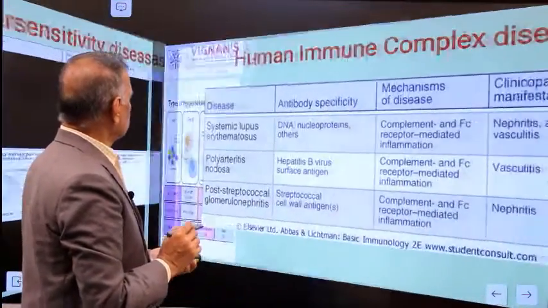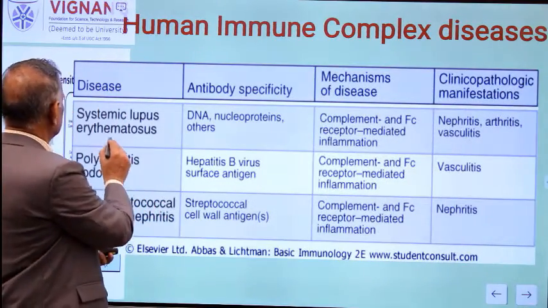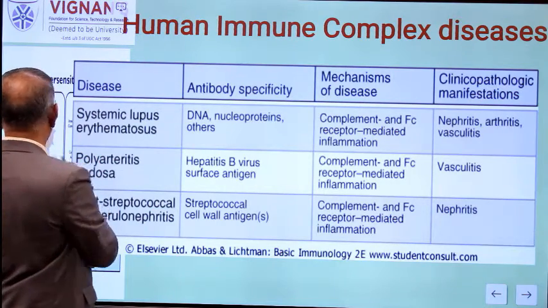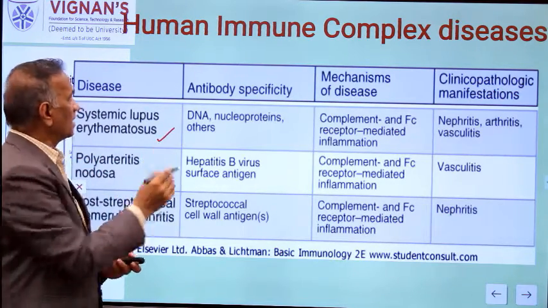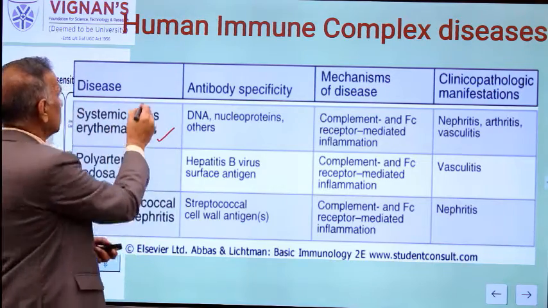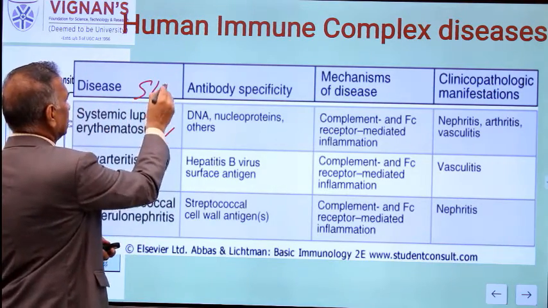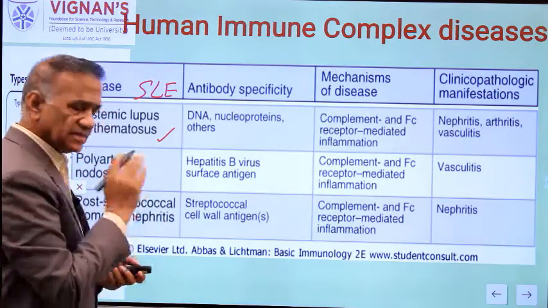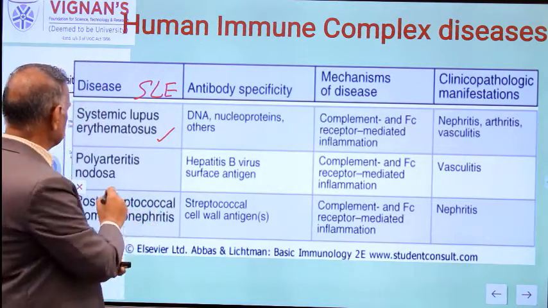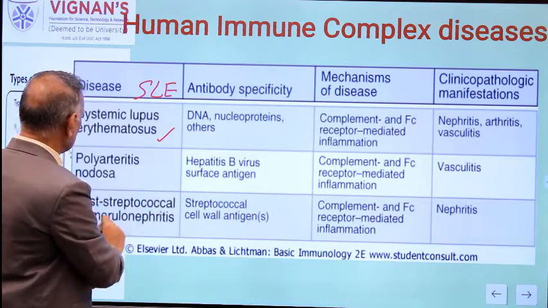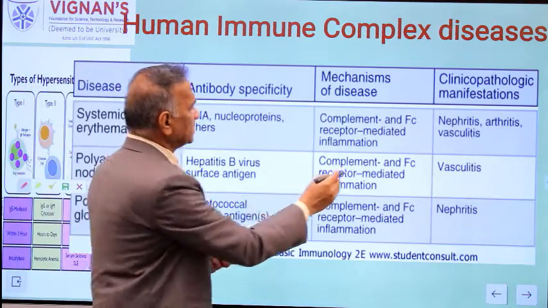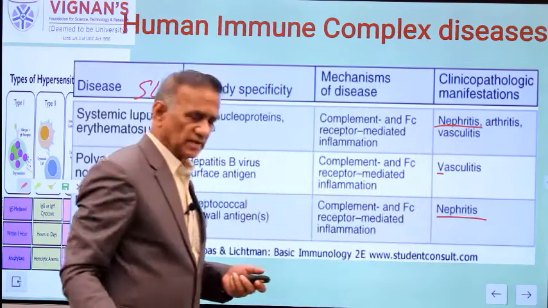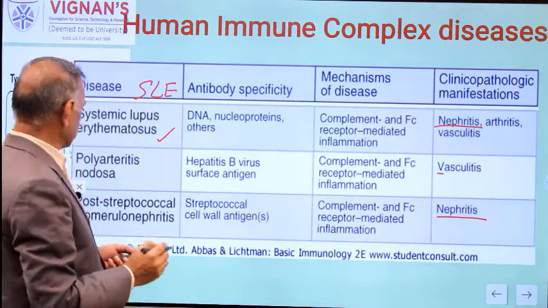So immune complex mediated diseases are systemic lupus erythematosus. So this is an autoimmune disorder. Usually it is called SLE, systemic lupus erythematosus, an autoimmune disorder that I have shown you earlier also. Like this, post streptococcal glomerulonephritis. All these things cause kidney problems, nephritis, type 3 reaction.